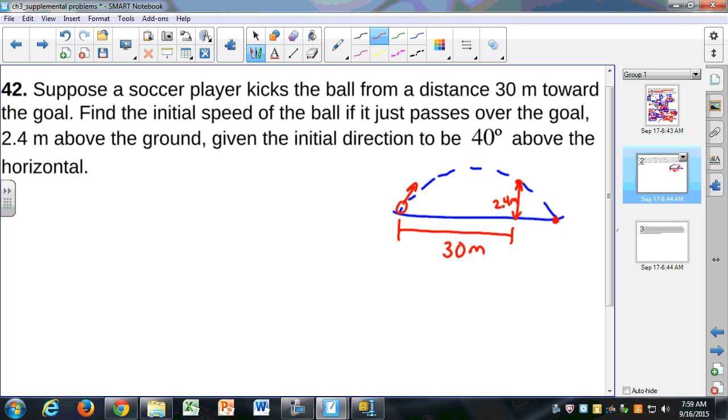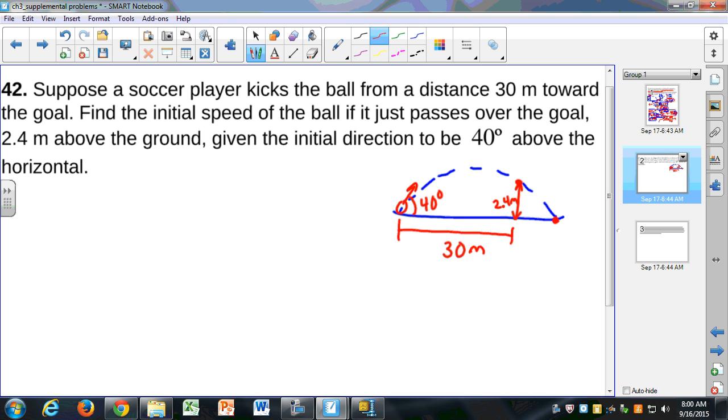This problem's a little bit different because I don't have the full range of motion. I don't know how far it went. All I know is how far it is to the goal, and I know the ball was 2.4 meters above the ground at that point, 30 meters. I know something else. Cody, what did you say? Right. It does have an initial x and an initial y velocity, which we'll need to consider. And the reason for that is because this angle is 40 degrees. That's really all I know.